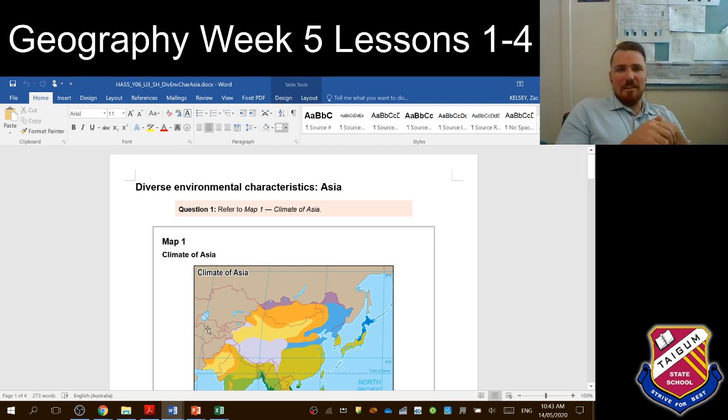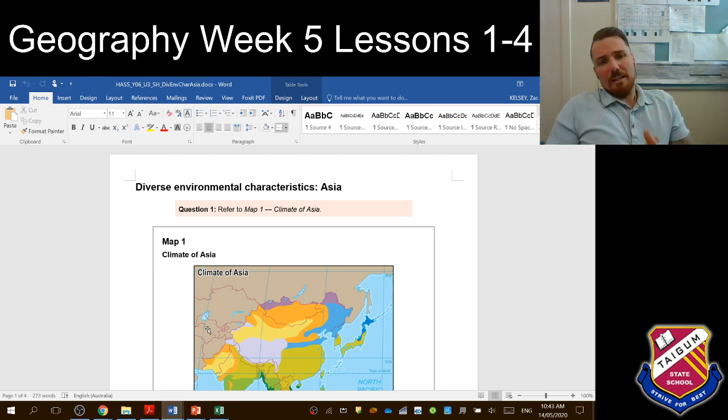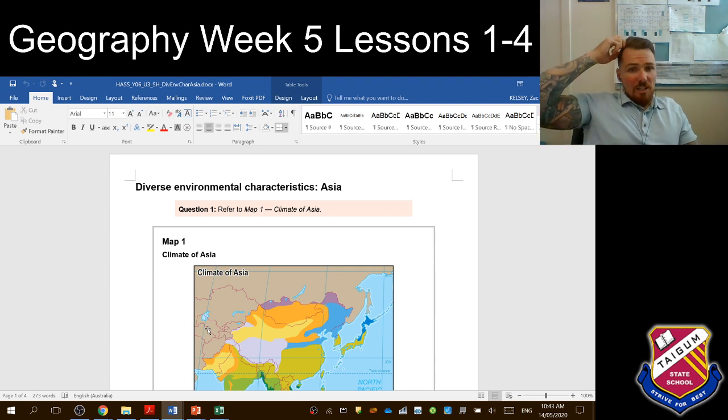Ladies and gents, that is geography for week 5. Quite a bit to it this week, but work through it. Break it up into a few lessons each day, and you will be fine. This will put us in really good stead for coming back hopefully next week, and then we can get into some assessment to move through and finish off our unit for the term.